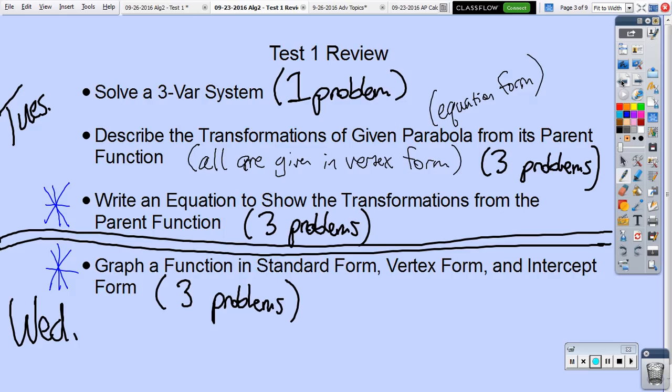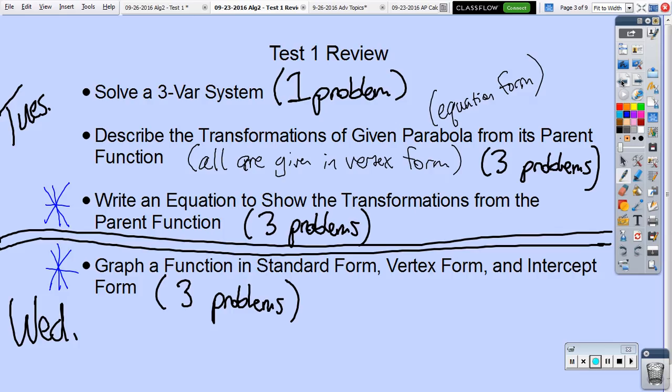These were the 2 that I guess period 1 wanted to focus on the most. We don't have to focus on those. We can focus on whatever you want, but you need to know how to solve a 3-variable system. There's one problem with those. You have to know how to describe the transformations of a given parabola from its parent function. All of these are given in vertex form, which is nice and convenient. You can clearly see what's what. There'll be 3 of those problems.